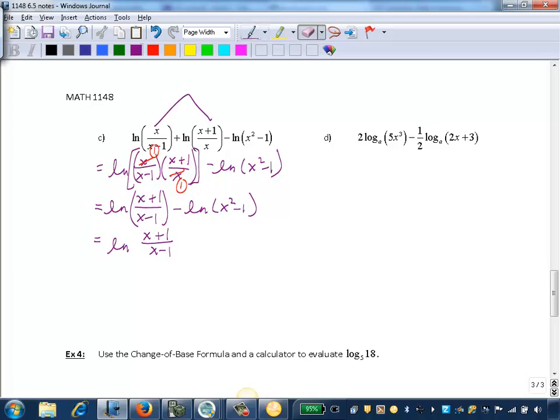Well, when I divide, that's the same as multiplication by the reciprocal. So rather than doing this division of a fraction, let's change it to multiplication by the reciprocal. So now we can see this x squared minus 1. This can factor. This is a difference of squares. So I can rewrite this as x plus 1 over x minus 1 times 1 over, and that x squared minus 1 will factor into x minus 1, x plus 1.